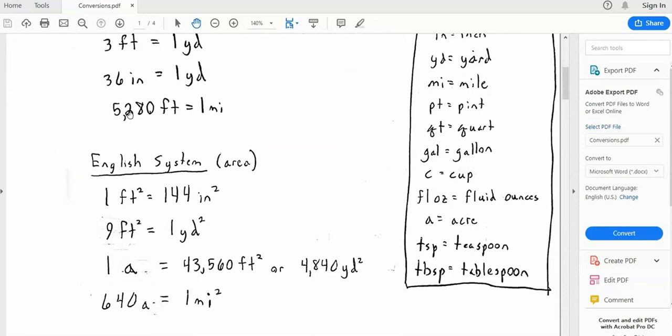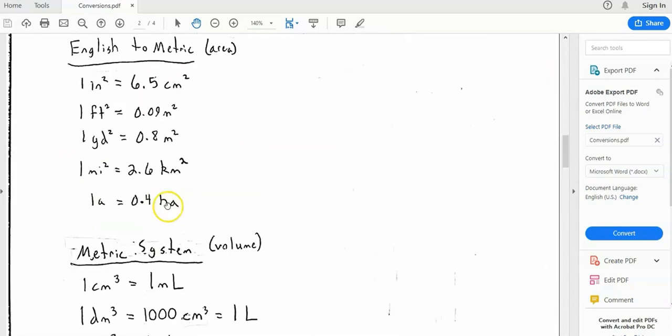So then on the second page, this page really focuses in on going between the two systems, going from English to metric. So you can see here how inches is related to centimeters, feet related to centimeters, yards related to a meter, miles related to a kilometer. Down here you can see the area types, so inches squared to centimeter squared, and so on and so forth. This HA, that is hectare. So you can see how 1 acre is related to what we call a hectare.